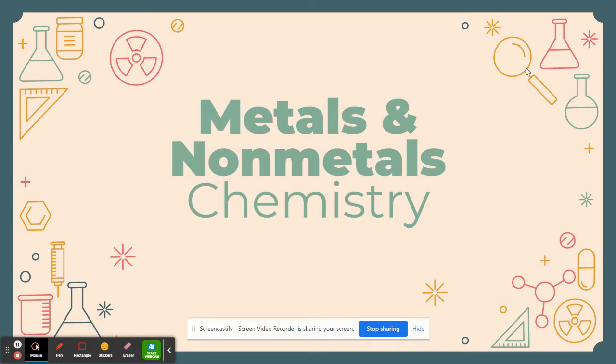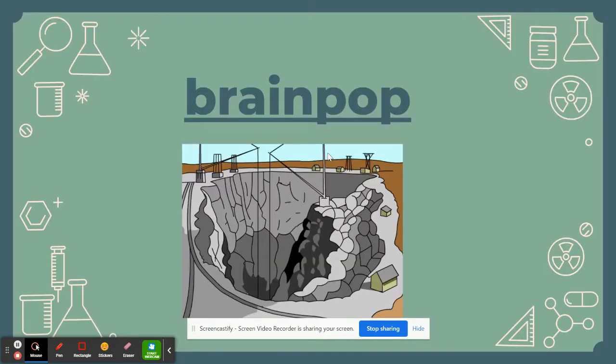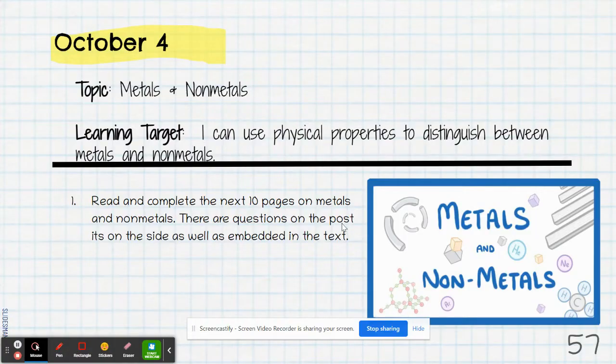Today, we will be looking at metals and nonmetals. Students will start with a Brain Pop. I will post a link to the Brain Pop in this YouTube video, so make sure you check that out prior to doing today's work. Our learning target for today is being able to use physical properties to distinguish between metals and nonmetals.